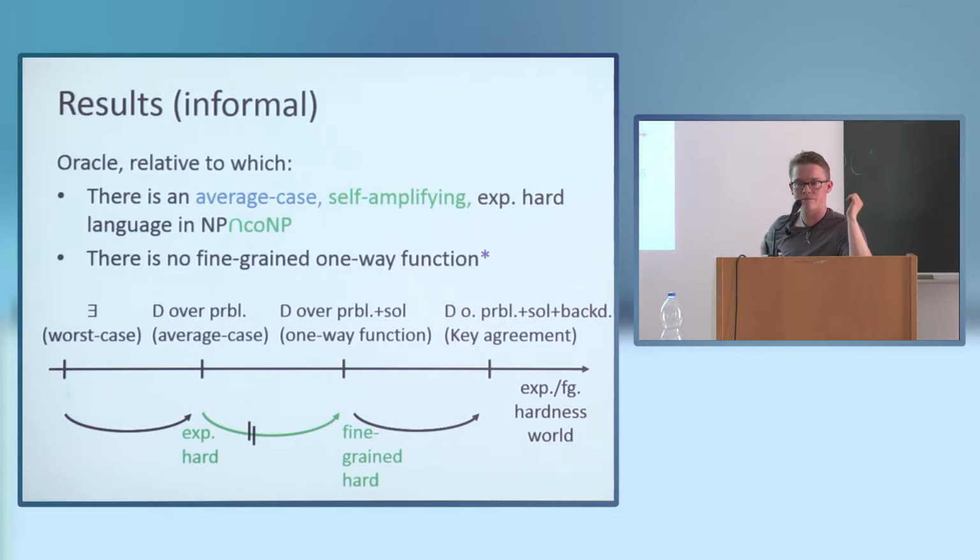My question is the following, so maybe I don't understand the statement. Does it rule out a black box reduction that reduces the security of this fine-grained one-way function to solving SAT in, say, sub-exponential time or something like this? This is the kind of result that I would expect.